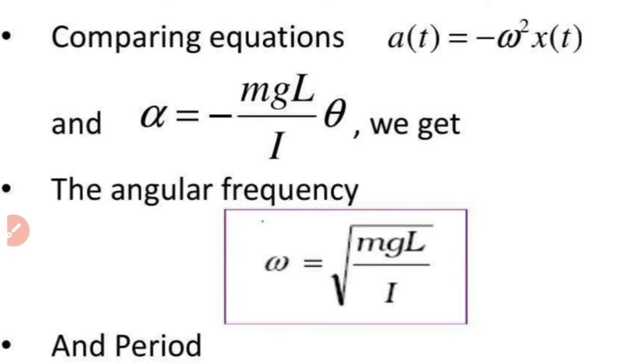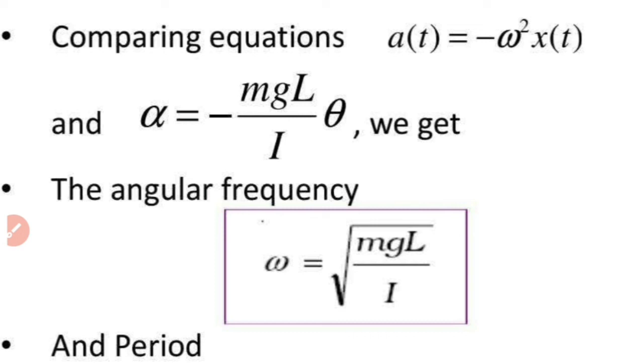Since the expression for a is equal to minus omega square x for an SHM, we can compare both equations, that is the expression for acceleration and the angular acceleration which we got. So in the place of a, we have the angular acceleration alpha. In the place of x, we have theta, the angular displacement. Therefore, omega square corresponds to mgL by I.